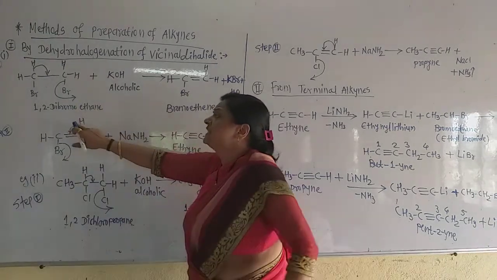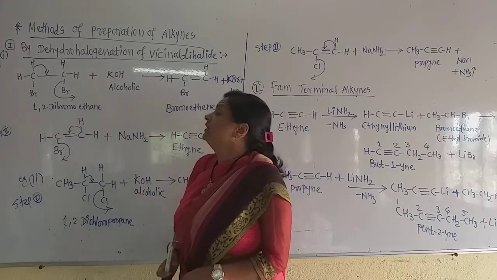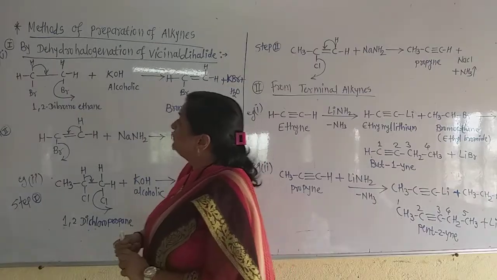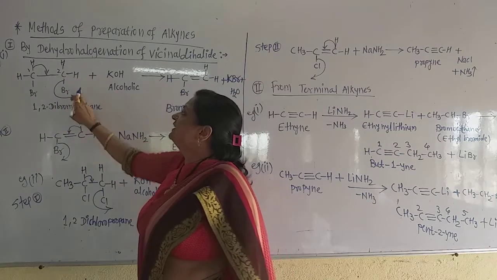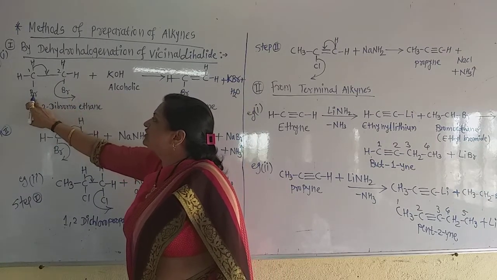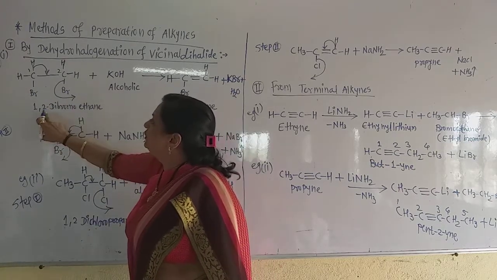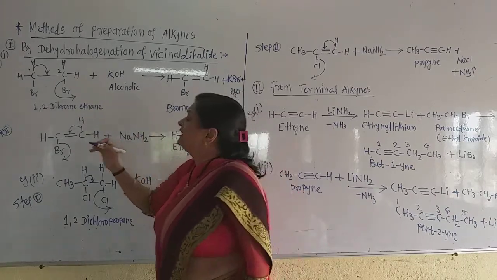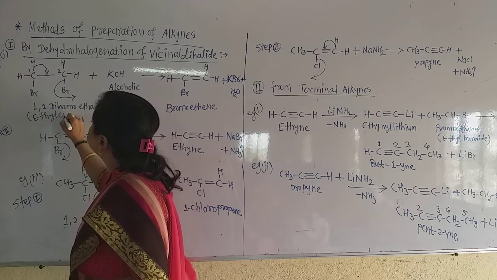Now the name of this vicinal dihalide is 1,2-dibromoethane. Why is it called 1,2-dibromoethane? Because if we give the numbering 1 and 2 here, then on the first and second carbon there is bromine. The two hydrogen atoms of ethane are replaced by the bromine halogen. So it is 1,2-dibromoethane. Commonly it is also called ethylene dibromide.